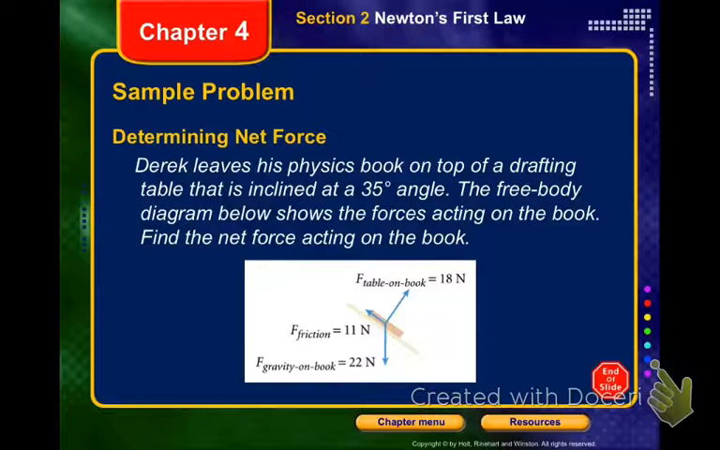But here's our sample problem. Derek leaves his physics book on top of a drafting table that's inclined at a 35-degree angle. The free body diagram below shows the forces acting on the book, and it wants you to find the net force acting on the book. Again, net force. You've got to resolve anything that's not at 90 degrees, which the force of the table on the book is not at 90 degrees compared to the force of gravity. It's going to have to be resolved into some components. So we'll go work this out.